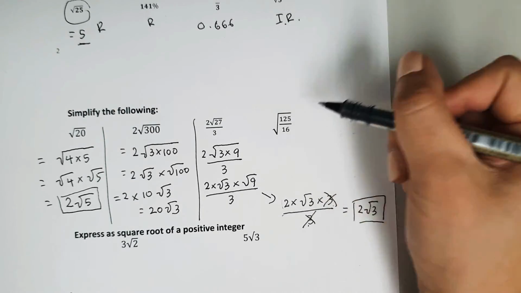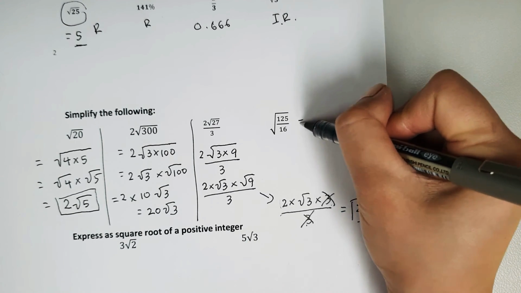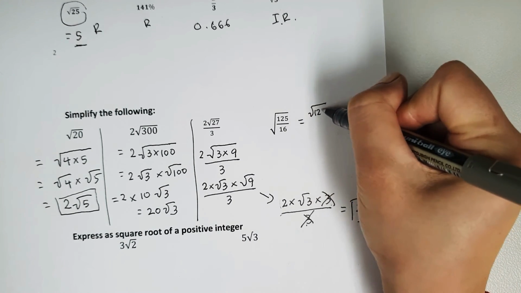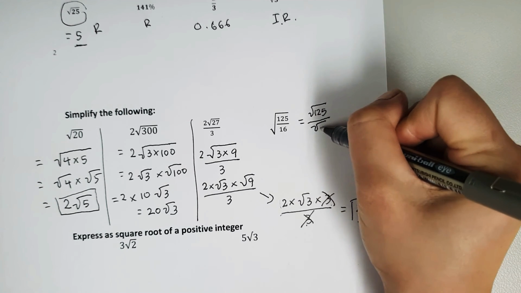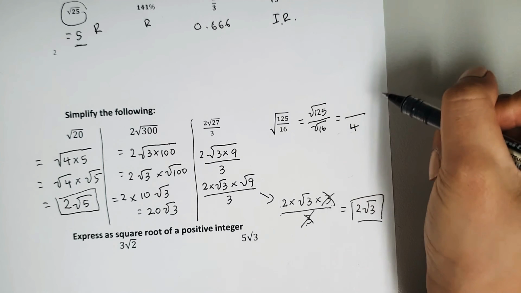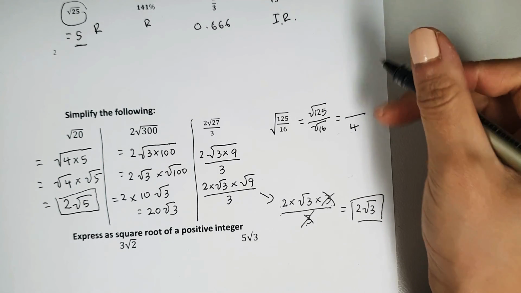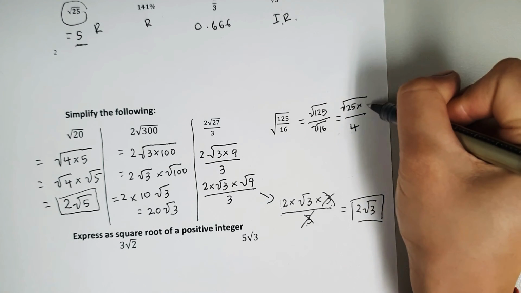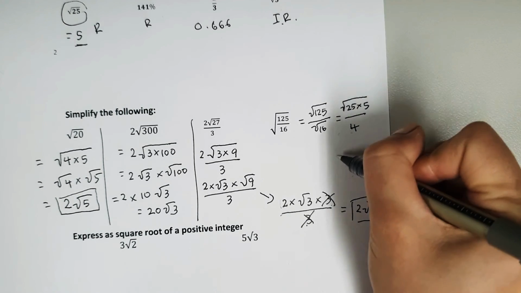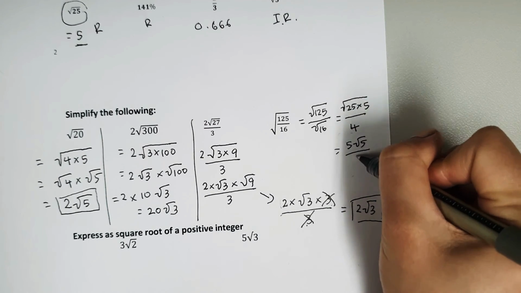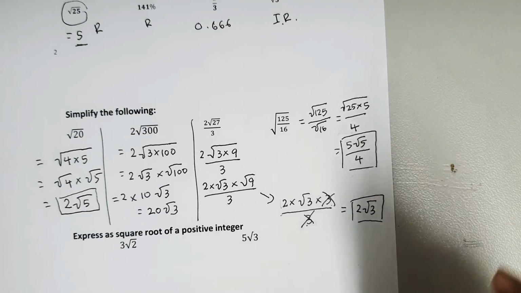All right, over to the next one. Remember, if you square root a fraction like this, you can square root the top on its own, so 125, and the square root of 16. Now we know that the square root of 16 is going to be 4, and the square root of 125, you can break it up into 25 times 5, and the square root of 25 is going to be 5. So the answer is 5 root 5 all over 4, just like that.